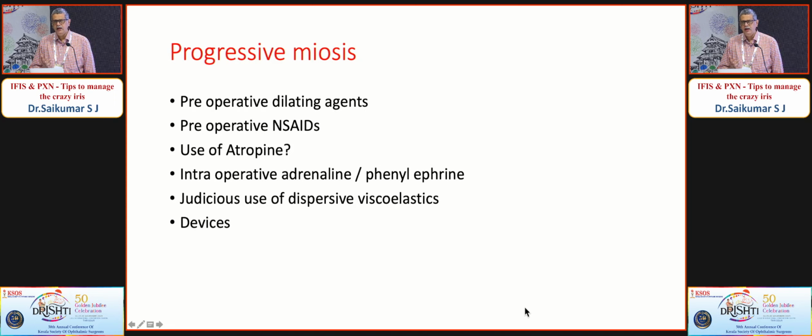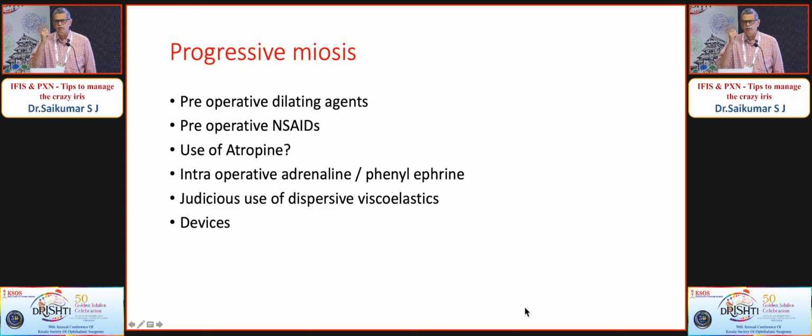So how do you handle progressive miosis? Preoperative dilating agents, of course. Preoperative NSAIDs, if you are not using them regularly, I suggest that in cases where IFIS is expected, you have to use them. There are many surgeons who use atropine. I don't use it regularly, but surgeons who use it claim that the pupil does not come down too much. Intraoperative adrenaline I use in all cases where I suspect IFIS.